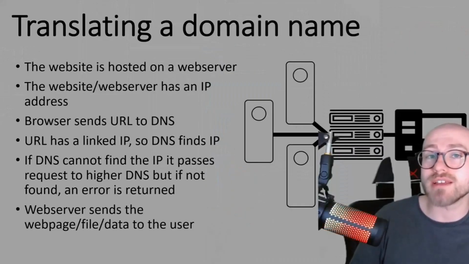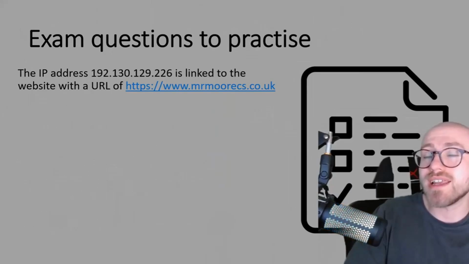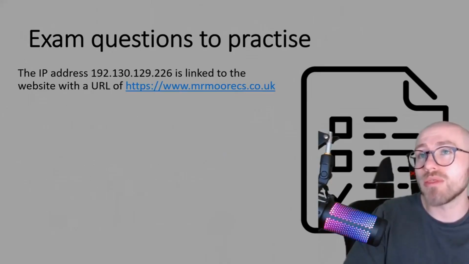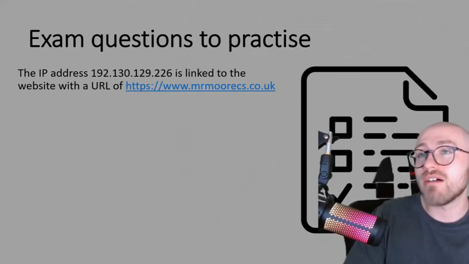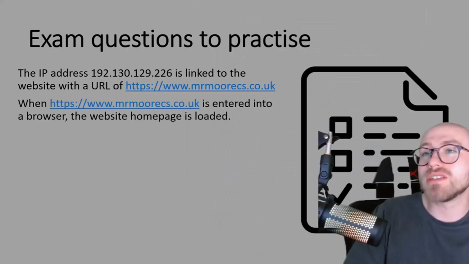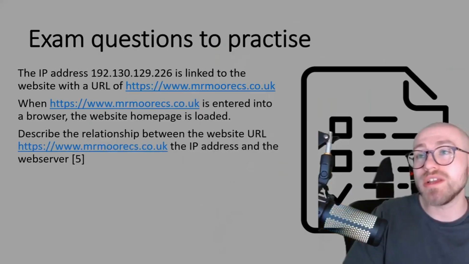So here's an example question about DNS where it doesn't actually use the word DNS in the question itself. The IP address 192.130.129.226, say it's hard to remember, is linked to the website with the URL of mrmorecs.co.uk. When mrmorecs.co.uk is entered into a browser, the website homepage is loaded. Describe the relationship between the website URL, mrmorecs.co.uk, the IP address and the web server.